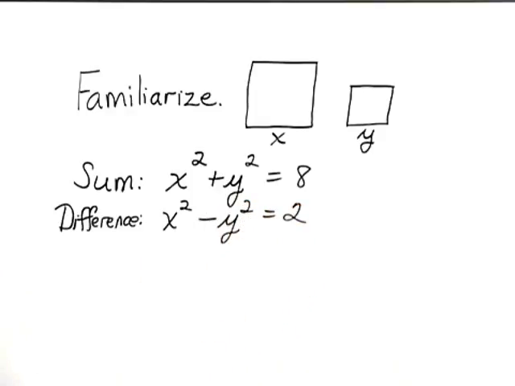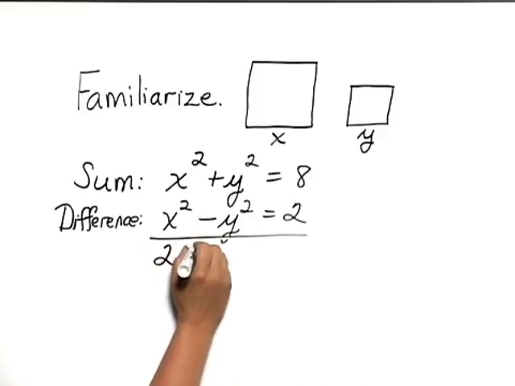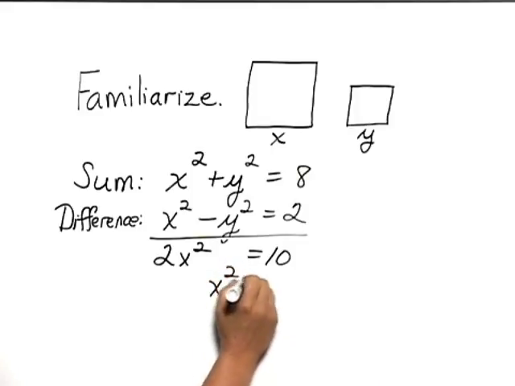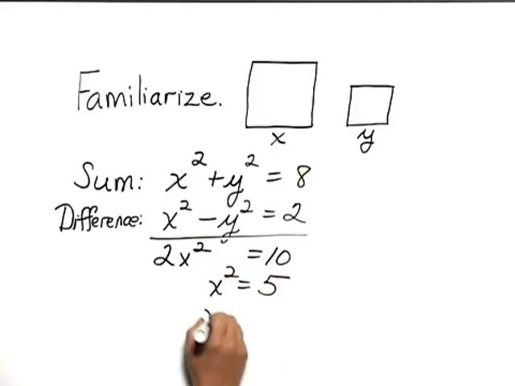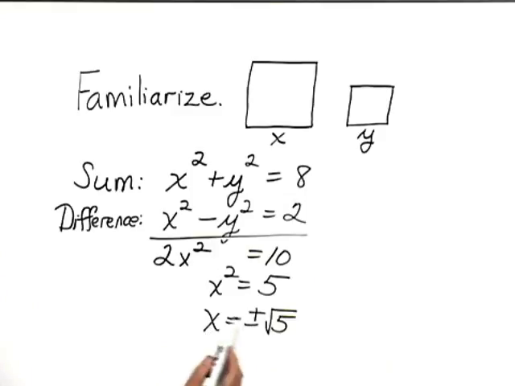Now we can see we have a system of equations that we can, if we add, eliminate the y squared. This will give us 2x squared equals 10, or x squared equals 5, or x equals plus or minus the square root of 5. Notice that there are two values for x, but one of them is negative. So we'll just use the x value, positive square root of 5.